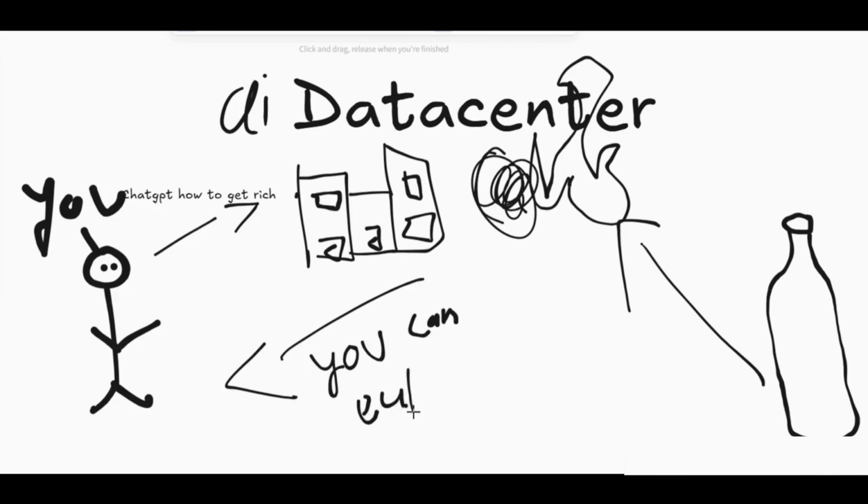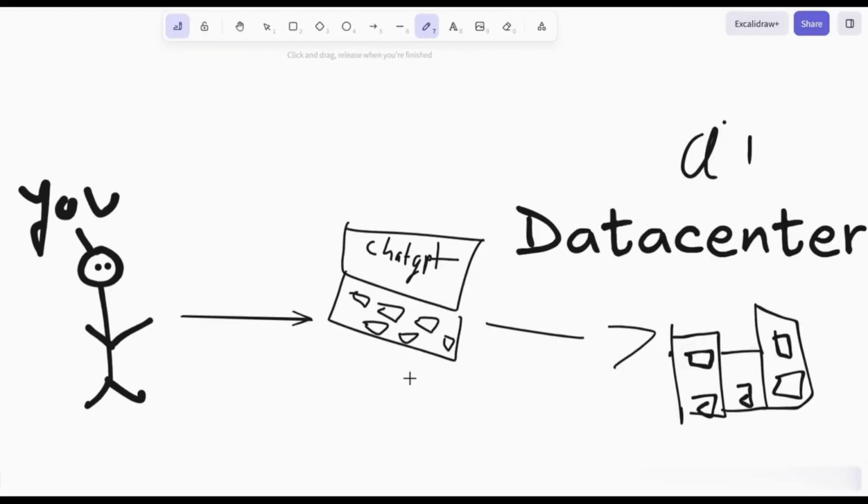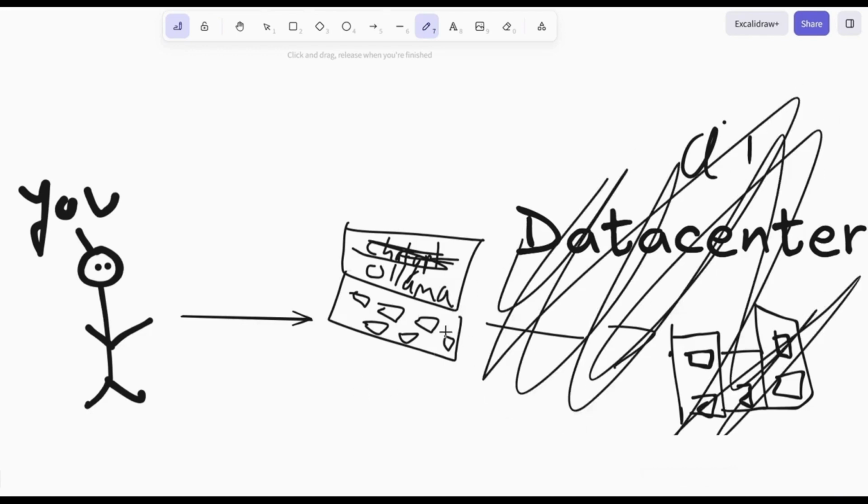Well, let me explain how we're going to fix this. Basically, instead of you sending your prompt to ChatGPT and ChatGPT sending it to the AI data center, we're going to be using something called Ollama. Pretty interesting. Instead of sending it to the AI data center, it's going to do it right on your computer.